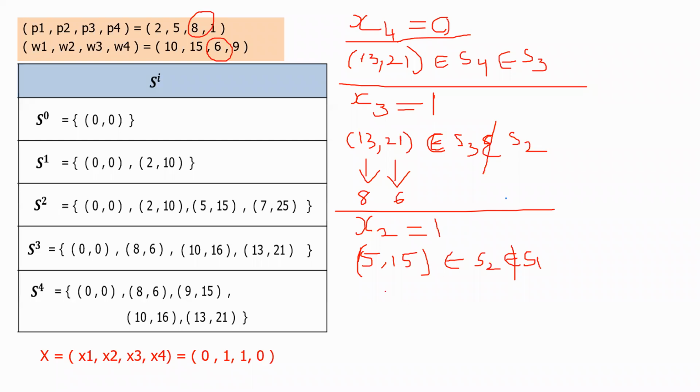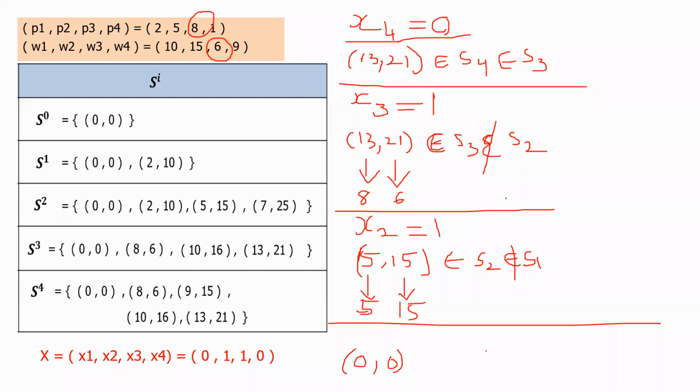Whenever X2 value is equal to 1, while going on further with the next step, I have to perform subtraction: 5, 15 minus the values of our second object. The values of second object are 5 and 10. And if I perform subtraction, I'm going to get 0, 0.